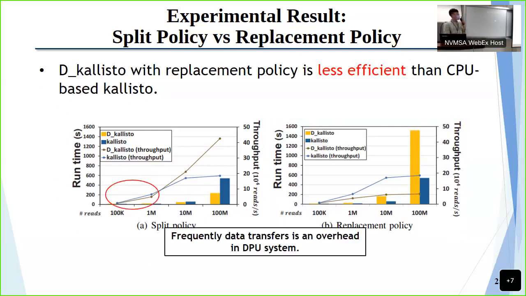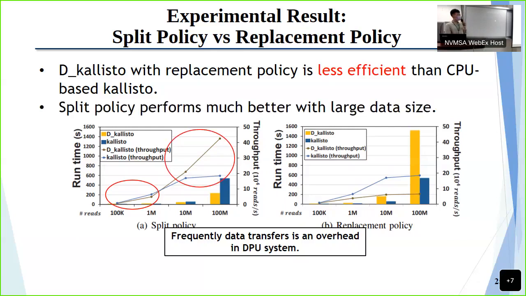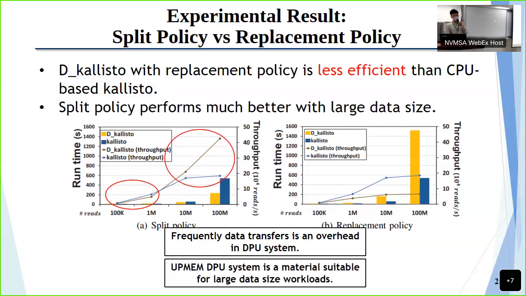And we have another observation. DPU-based Callisto with split policy does not perform very well in small data sets. But its throughput exceeds CPU-based Callisto by a lot in big data sets. So we can get another conclusion from this observation. The DPU system is a good fit for large data size workloads.